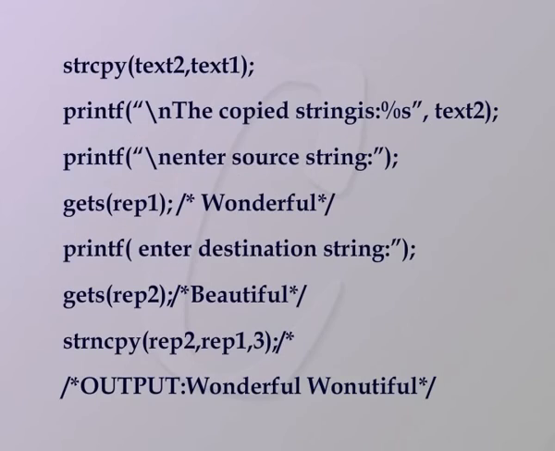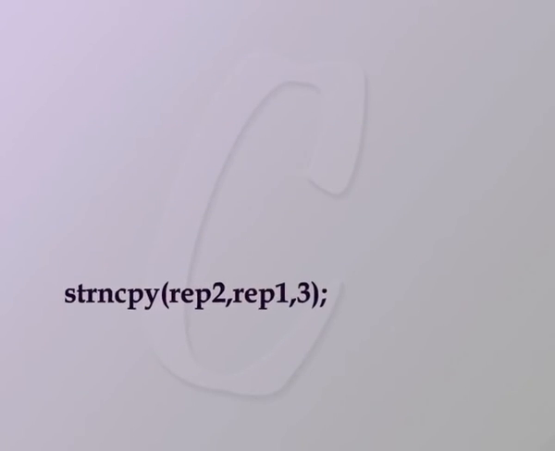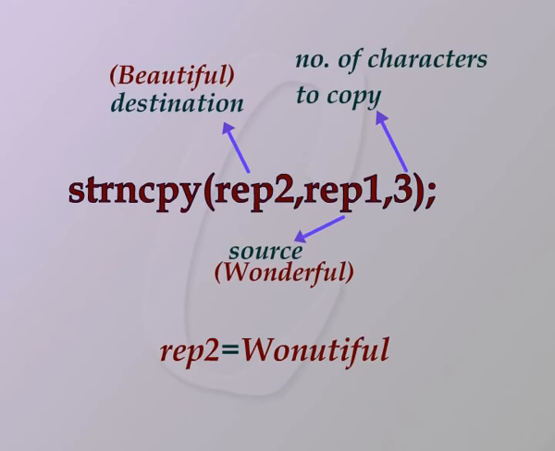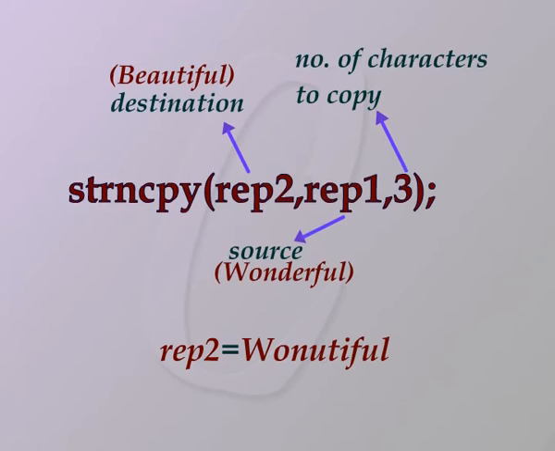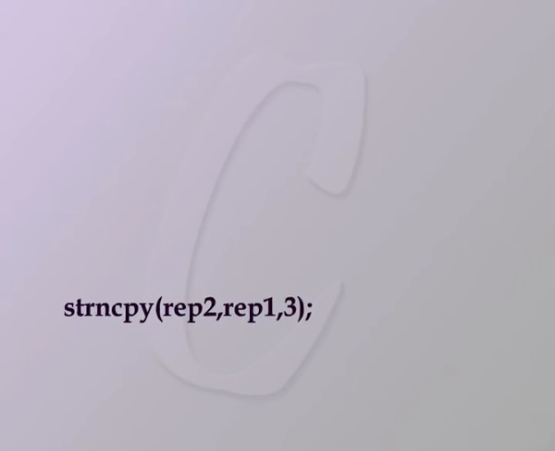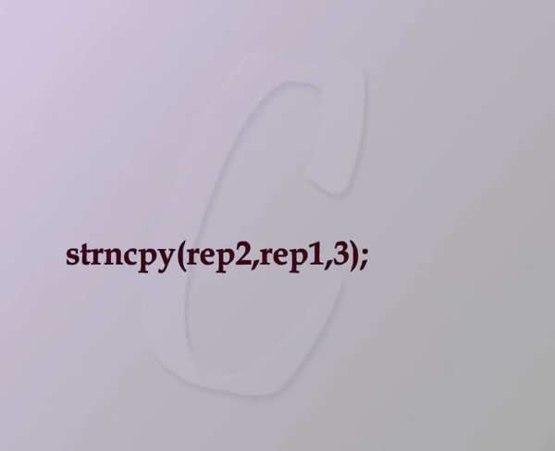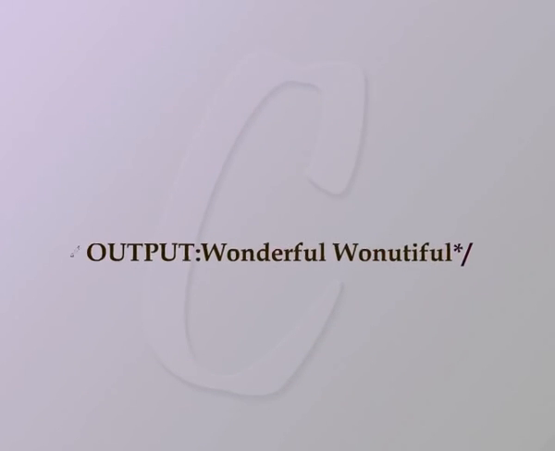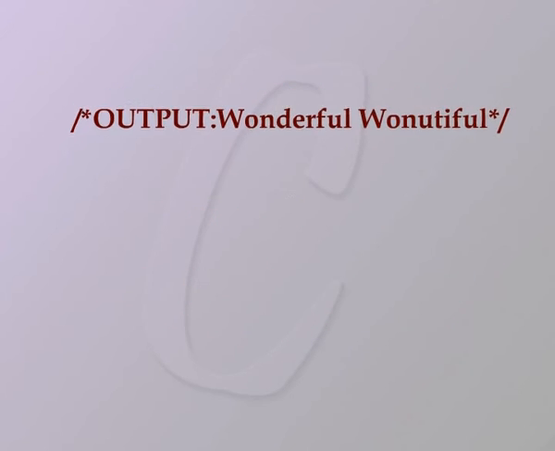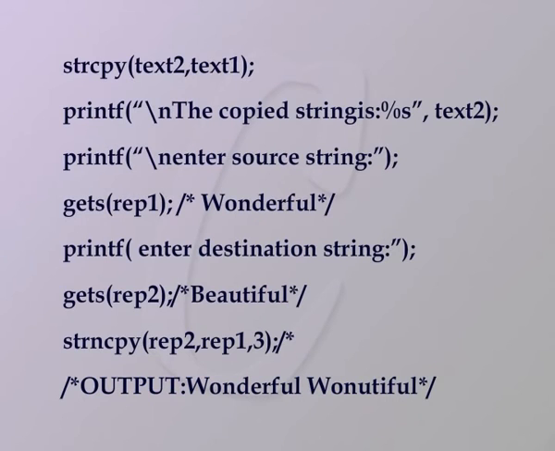For that we have a function called strncpy, destination first, then source, then the characters to be copied. So here rep1 is the source, which is nothing but wonderful, rep2 is the destination, which is nothing but beautiful, and three characters. So what happens, the first three characters will override the first three characters of beautiful. So this will be the output, WON, this first three will be replaced, UTIFUL. So this is how the output will be displayed. So here the output will not be displayed, it will only be copied.